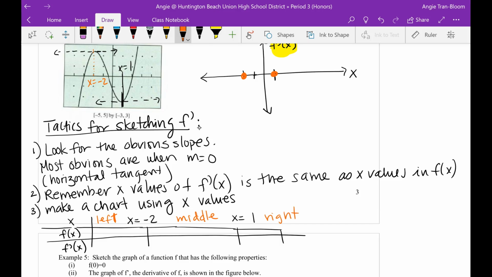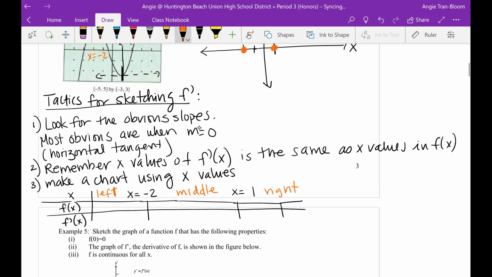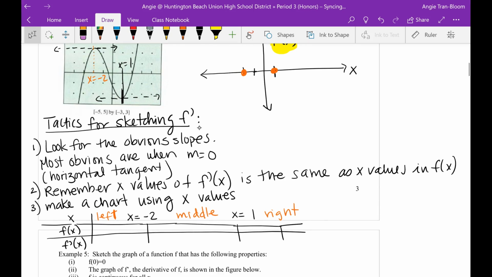What am I trying to do? As you can see, it is this. On the left side of -2, is your original function increasing or decreasing? Okay, so as you can see, it's increasing.